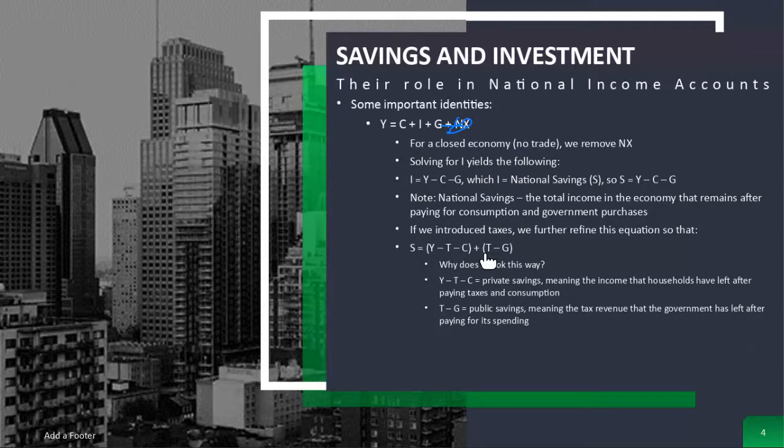Well, taxes, right, are the government's revenue. So taxes minus government spending has to equal the public savings. So we have two different breakdowns here. The Y minus T minus C tells us the private savings, meaning the income that households have left after paying taxes and consumption. And T minus G equals public savings, meaning the tax revenue that the government has left after paying for its spending.